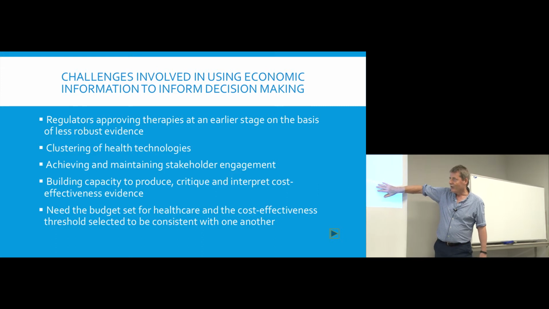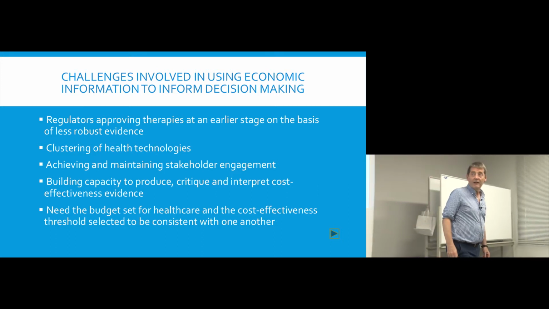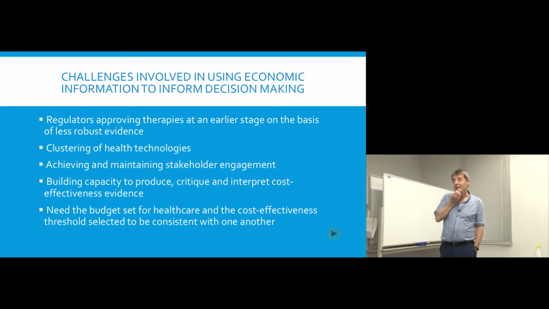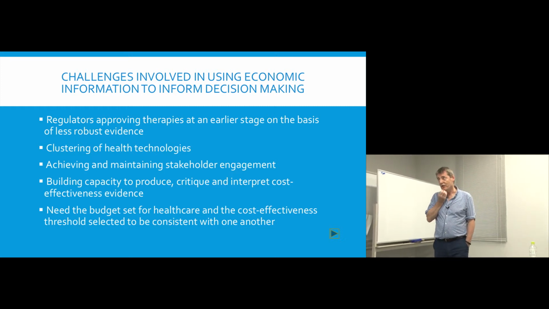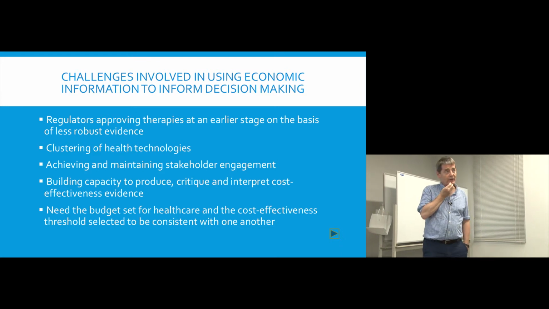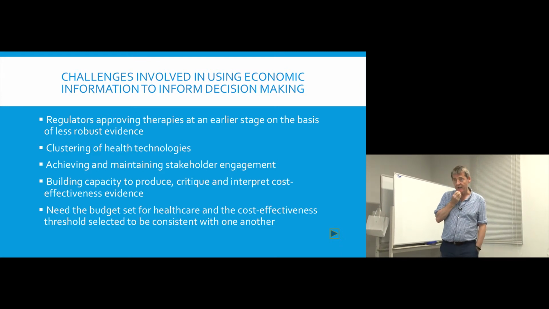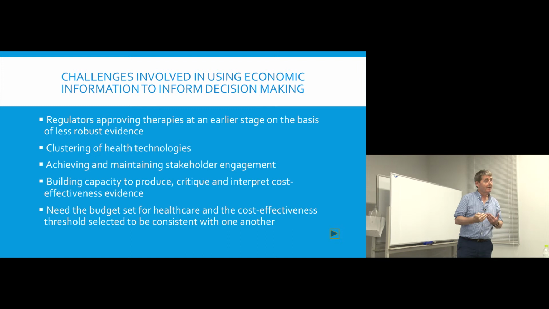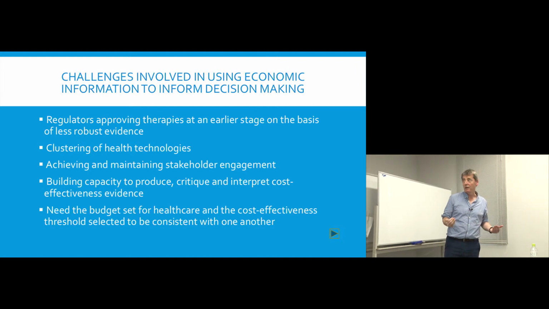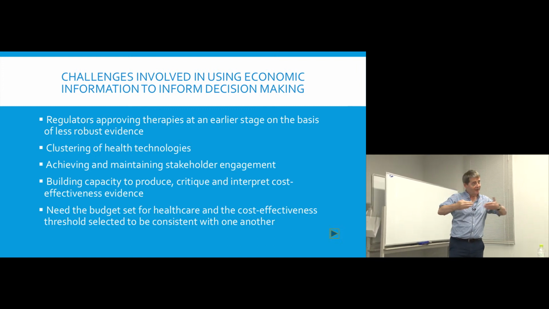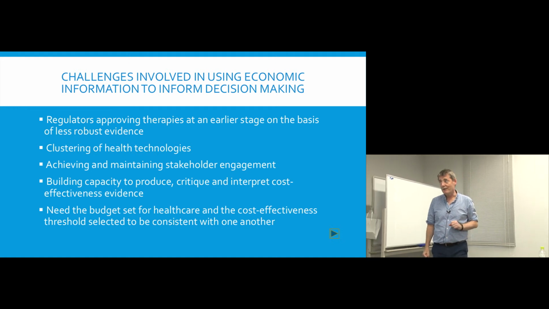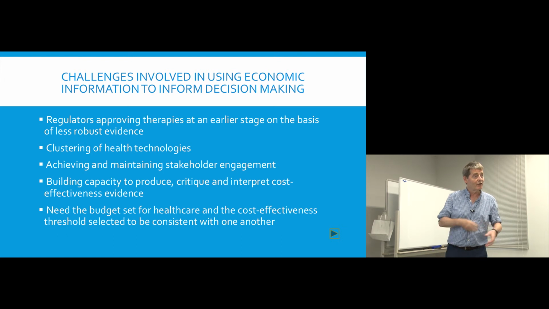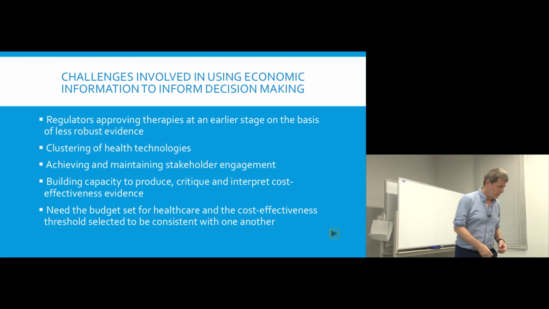And then the final challenge I've got here is that we need the budget set for healthcare and the cost effectiveness threshold that's selected to be consistent with one another. This is the affordability issue. If the budgets are out of sync with the cost effectiveness threshold, you're going to create problems rather than reduce them. Well, I've got a little bit more to say about some of these.